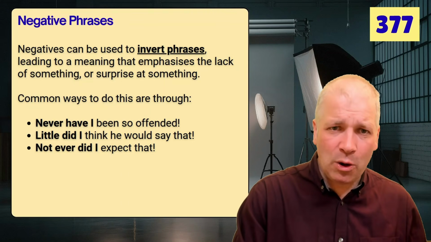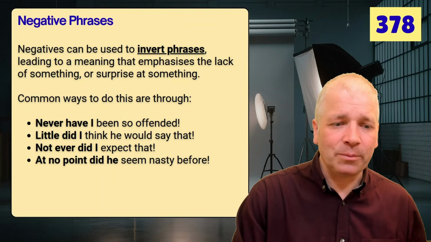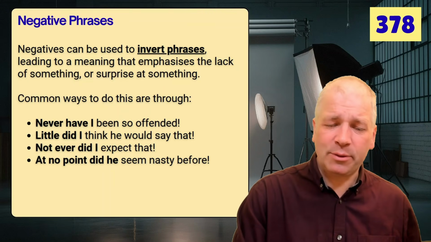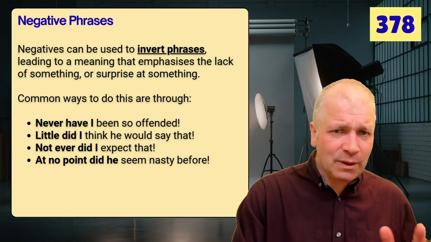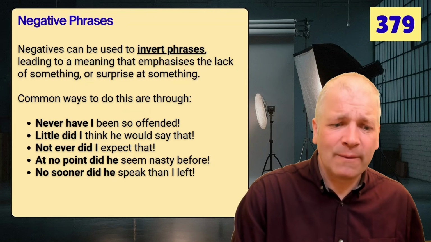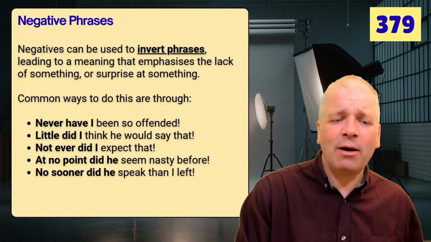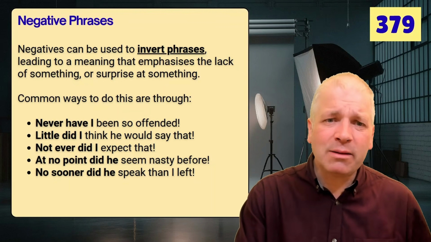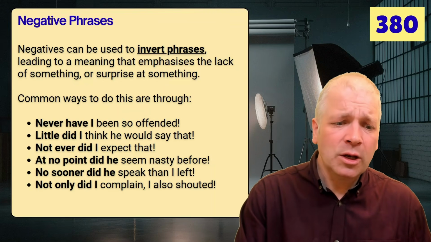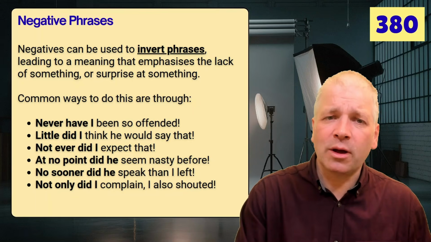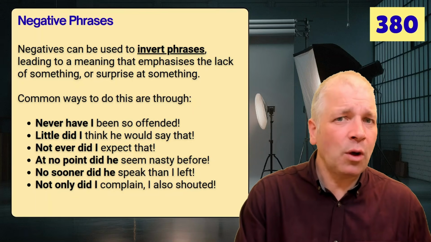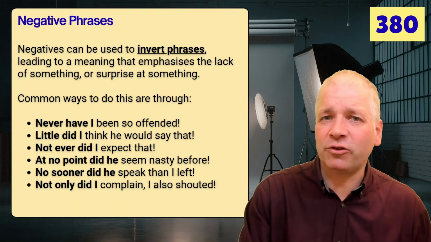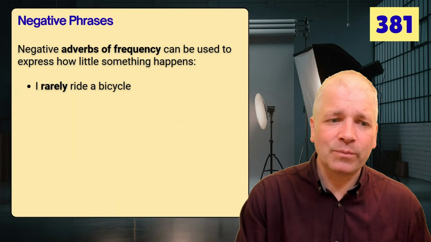Not ever did I expect that. So not again, zero expectation. At no point did he seem nasty before. There was no situation in the past when we noticed this. No sooner did he speak than I left. So no sooner means instantly after. Not only did I complain, I also shouted. So this was not the only thing I did. A negative inversion is created in all of these ways.